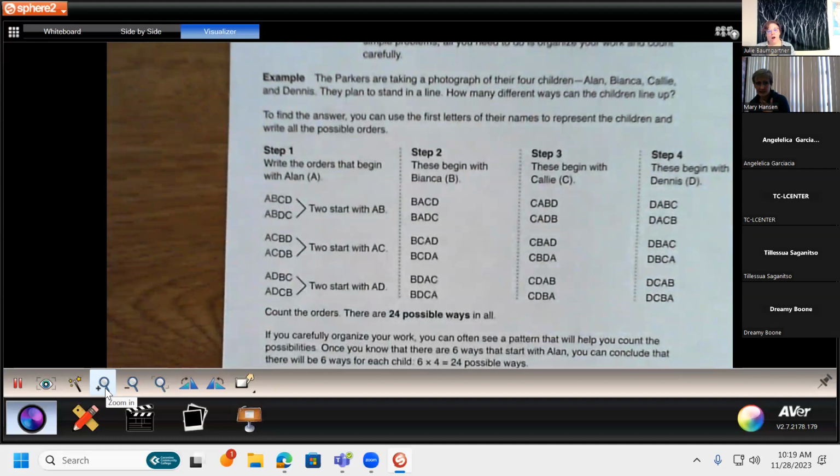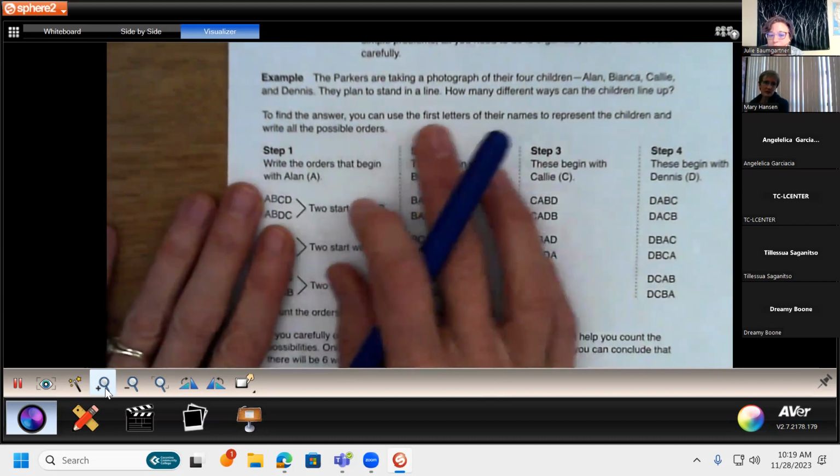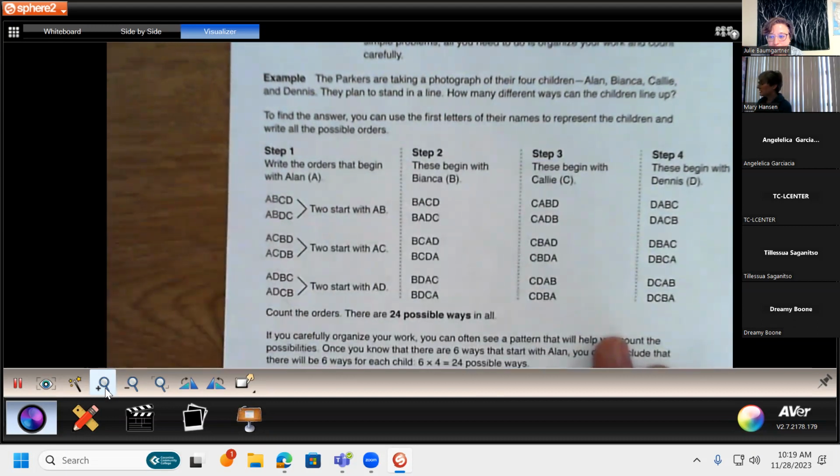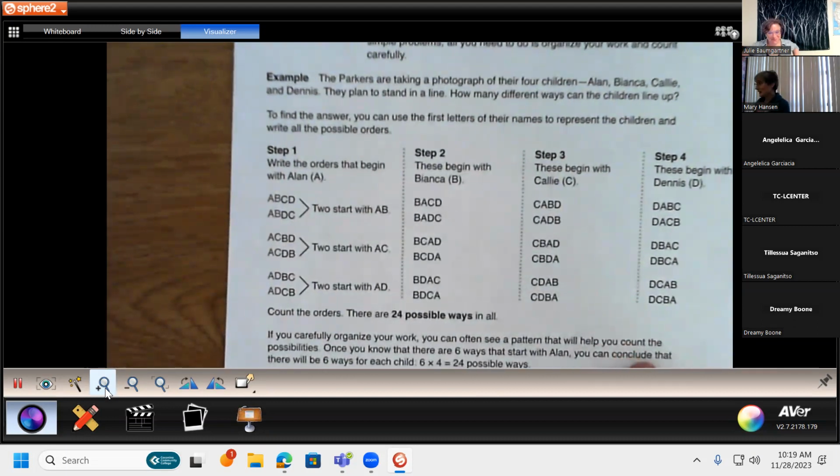So if you look at the first example, a classic problem is this one, and that is the idea that you have 4 people or 4 books or 4 somethings, and you're wanting to see how many ways you can arrange those 4 books or 4 people. And so this problem setup is we're taking a photograph of 4 children, very conveniently named with the first letters of A, B, C, and D for us, Alan, Bianca, Callie, and Dennis. And they're going to stand in a line. And so the question is, how many different ways can the children line up?